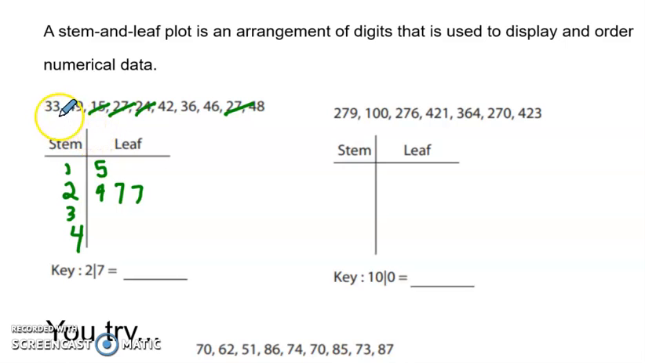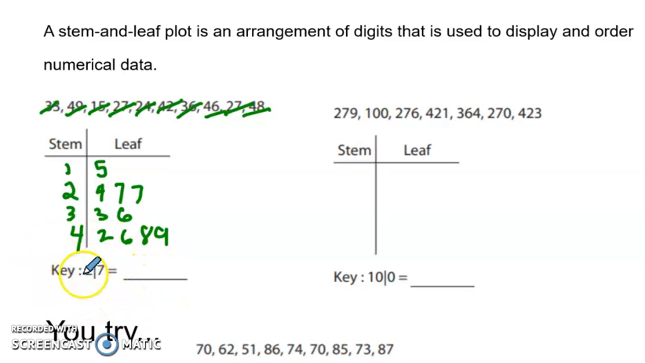And now it looks like we're going to the 30s. The next number is 33, so I'm going to add a 3 here. Then 36, so I'm just going to put a 6 right beside that. And then the next number looks like 42, followed by 46, 48, and 49.